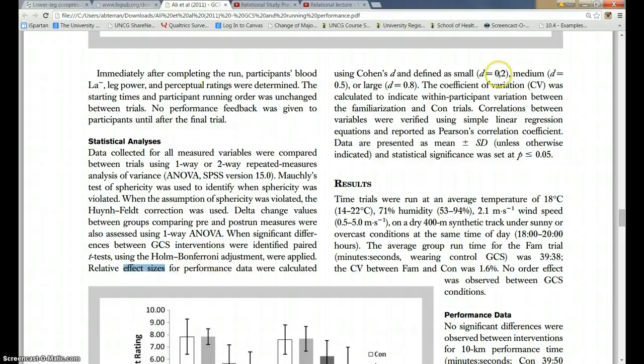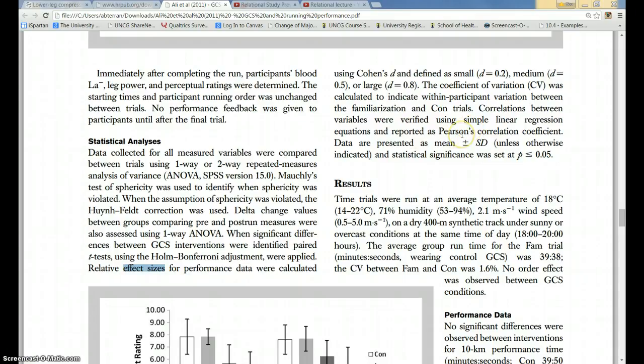And you can see they defined it for us. So they said 0.2 is small, 0.5 is medium, and there's 0.8. I said 0.7, they want a 0.8, but at least they defined it for you so you know what they are considering a strong or a high effect size. And there is our Pearson correlation.